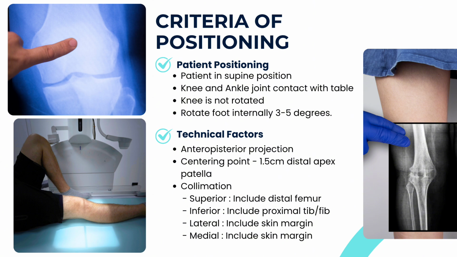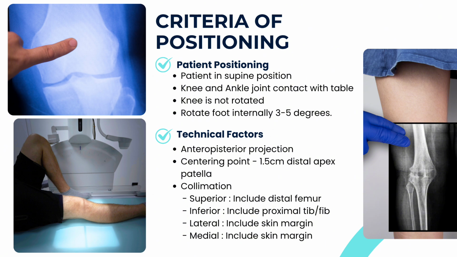Correct positioning is essential to obtain a diagnostic AP knee image. When we talk about the criteria of positioning, we must clearly know how to position the patient correctly. First, we should ask the patient to be in a supine position, lying flat on the table. And then, we must ensure the knee and the ankle joint are in full contact with the table, keeping the leg straight. The knee must not be rotated. And we can do a slight internal rotation of 3 to 5 degrees of the foot to bring the knee joint parallel to the detector.